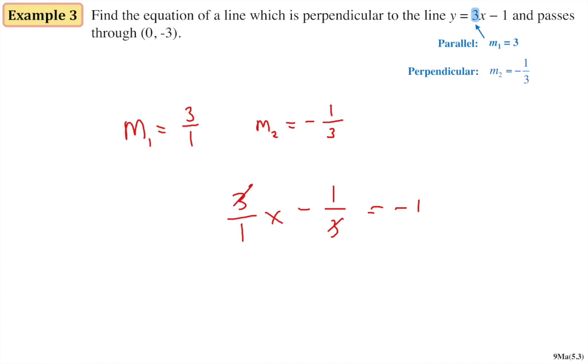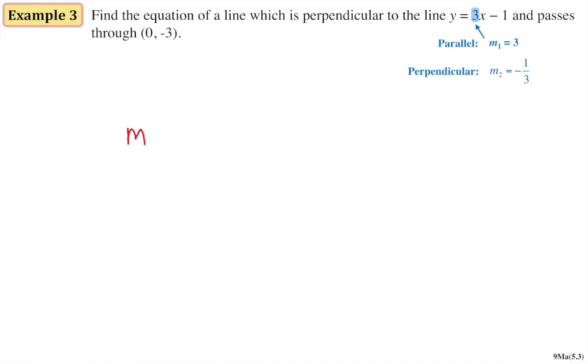Let's try a different one. What if I had a line with a gradient of 2/3 and I wanted to know the gradient of all perpendicular lines to this one? Well, for perpendicular gradients, put our gradient upside down, it's called taking the reciprocal, and put a minus in front of it.